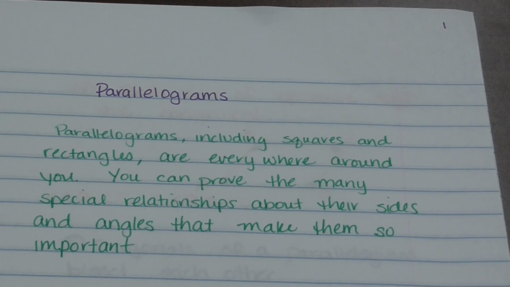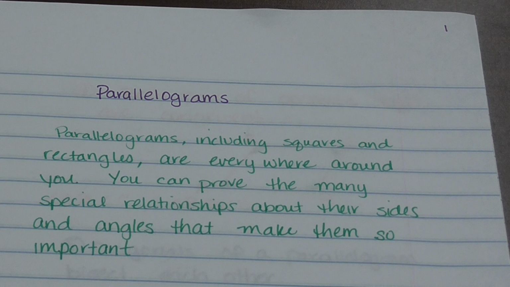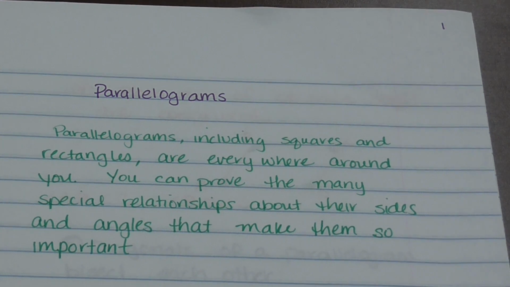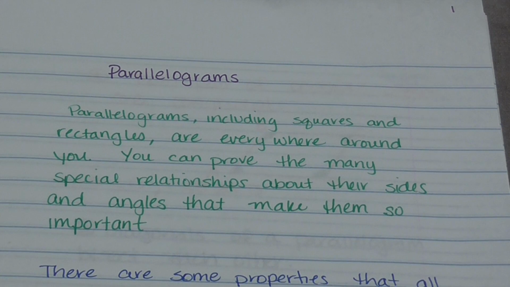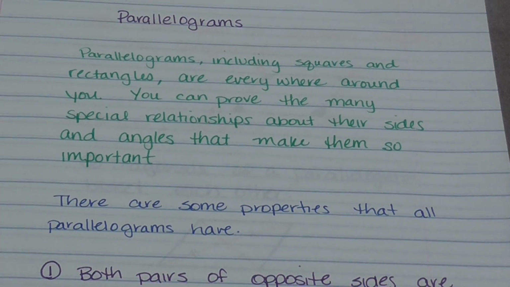Alright, parallelograms. Parallelograms, including squares and rectangles, are everywhere around you, and you're going to be able to prove special relationships about their sides and angles. A parallelogram is a quadrilateral, so just a four-sided polygon, but it's got a lot of special properties that are a bit different than some of the others.